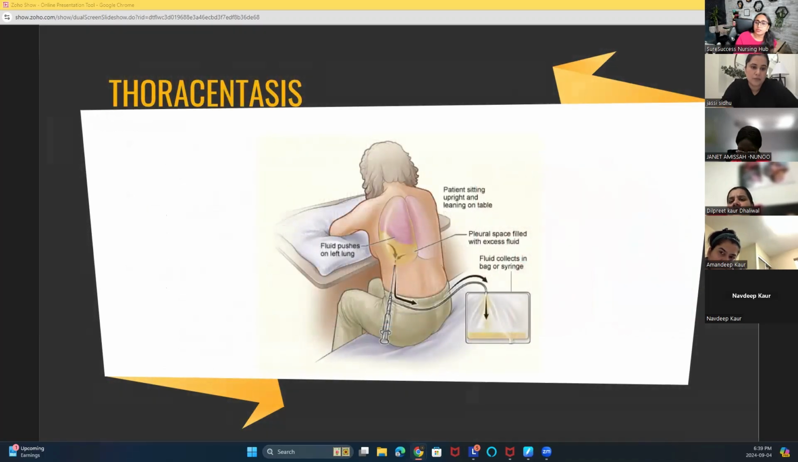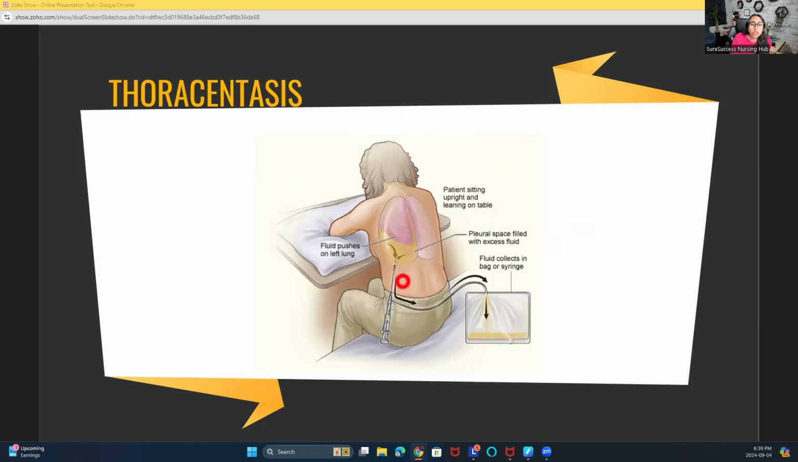Another is thoracentesis. Thoracentesis, once again, is removal of fluid from the thorax cavity. Thorax is the chest. Do we need to sedate the patient in this position? No, we don't need it. What are we doing? We are inserting the needle. What can be the complication? We can puncture the lung. And what do we call that? Pneumothorax. Okay, very good.